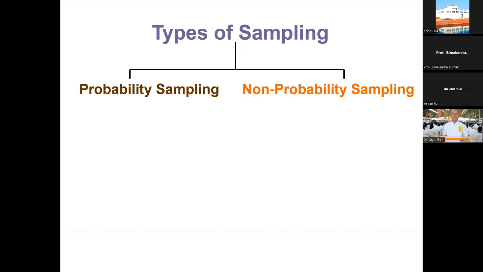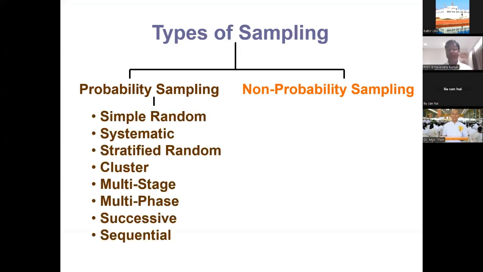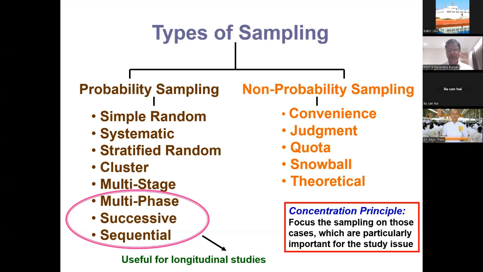So we are discussing the types of sampling. Am I audible? Yes, sir, we can hear you. Yes, yes. So there is a problem of Wi-Fi and internet also.